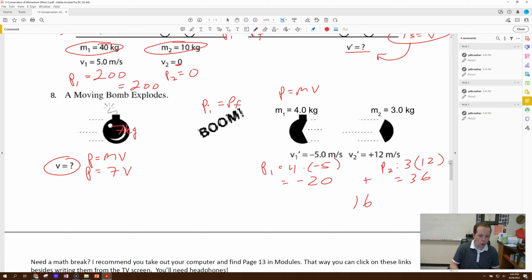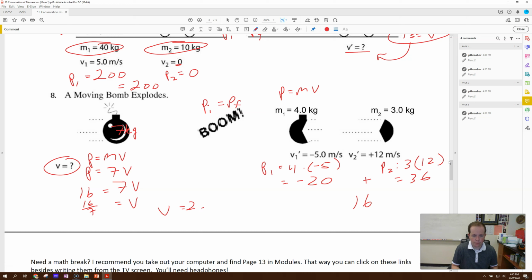So what does the total momentum in the beginning have to be? By conservation, it's the same thing. So this right here is 16 equals 7 multiplied by v. Solve for v. 16 divided by 7. I hate fractions. Get your answer in a decimal, you'll always make me happy. In your calculator, 16 divided by 7, punch that in.